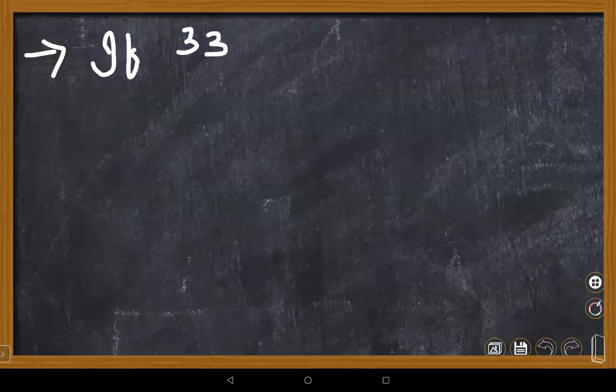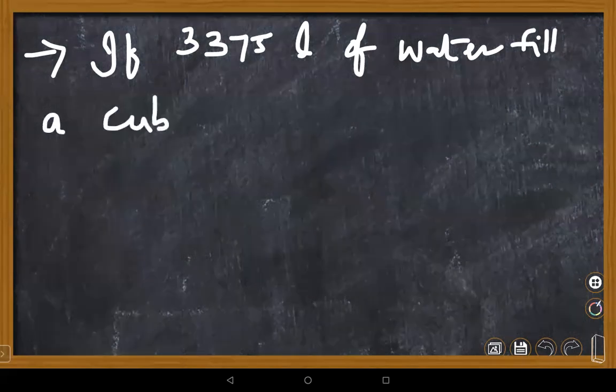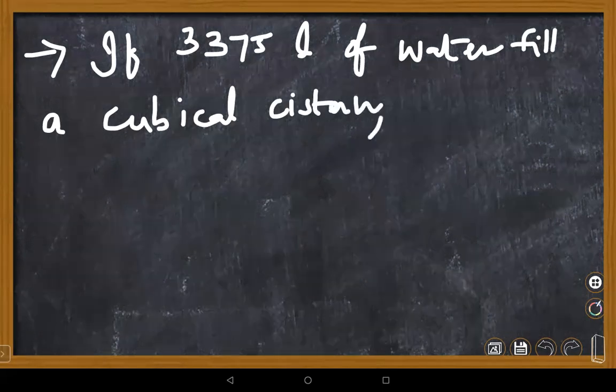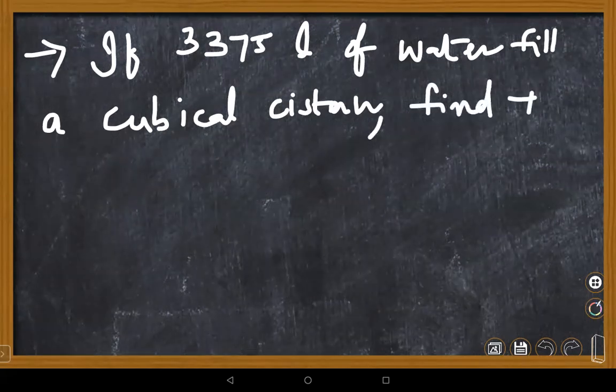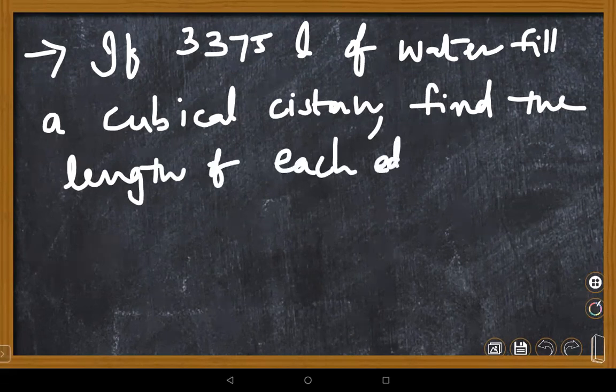If 3375 liters of water fill a cubical cistern, find the length of each edge of the cistern.